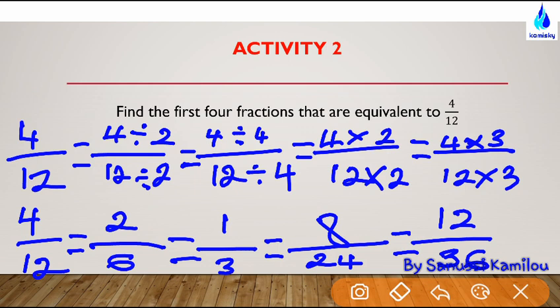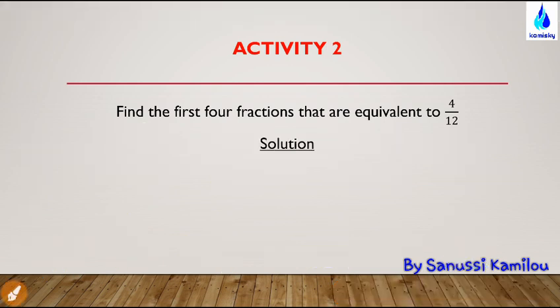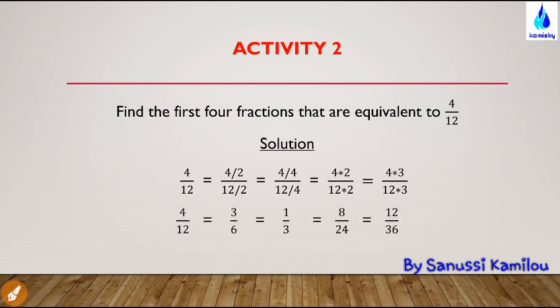3 times 2 is 6, and then 3 times 1 is what? 3. Very good. So as you are seeing on the screen, 4 out of 12 is the same as 2 out of 6, is the same as 1 out of 3, is the same as 8 out of 24, and 12 out of 36. All these fractions are called equivalent fractions or equal fractions. Congratulations, you did very well to arrive to this particular level. This is what we just did together.